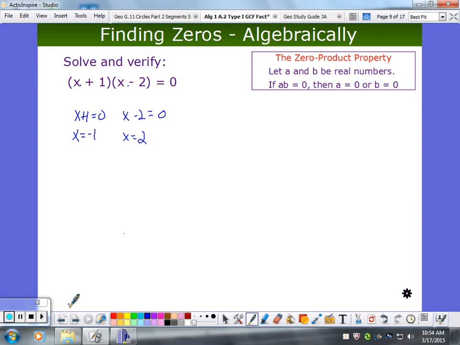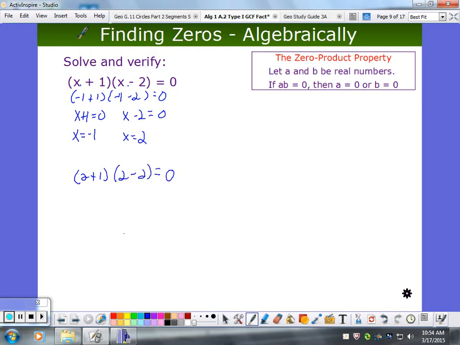How do you verify it? How do I do what? Plug in. Plug in -1, just like you verify any equation. You just plug in this one, you have to do it twice, right? And then plug in 2. That's how you verify any solution to an equation, all right? Yeah, and it works.